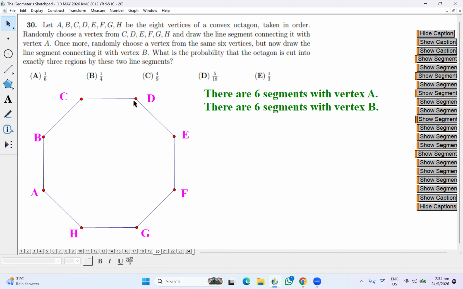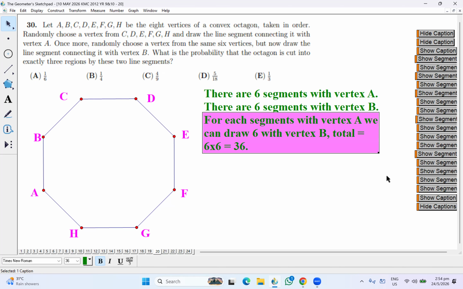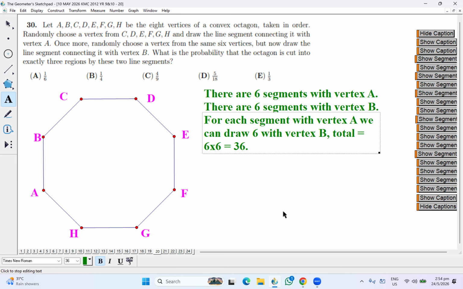You choose one for A. There are 6 choices for B. Choose a second one for A. Another 6 choices. So 36 ways. For each segment with vertex A, you can draw 6 with vertex B. Total 36.